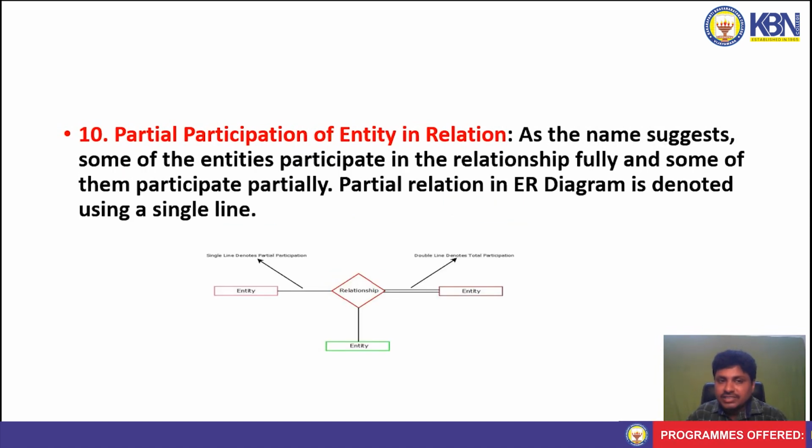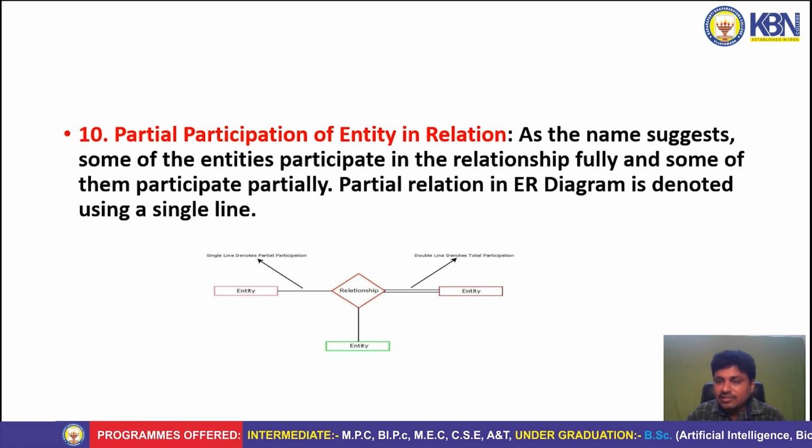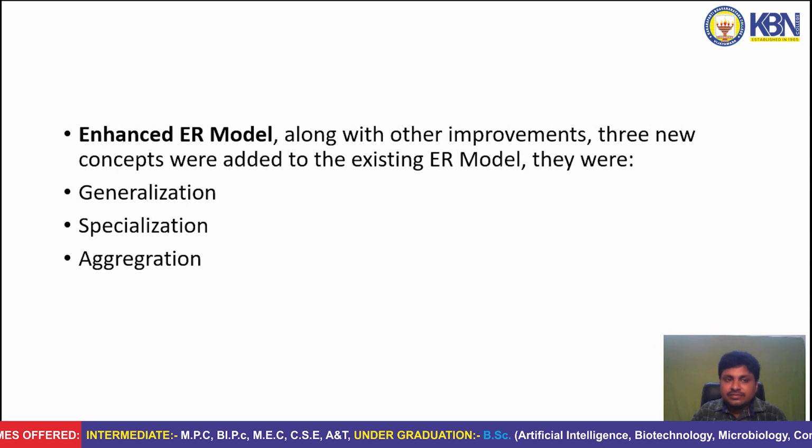Next, another one, partial participation. Partial participation is represented by a single line. In this example, we take a relationship among three entities. The single line denotes partial participation, and the double line denotes full participation. How can we enhance the ER model?